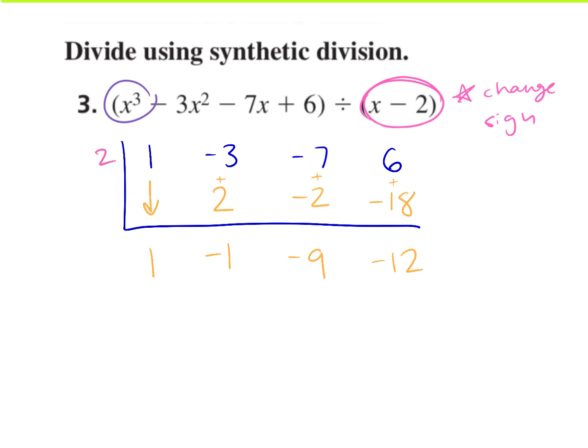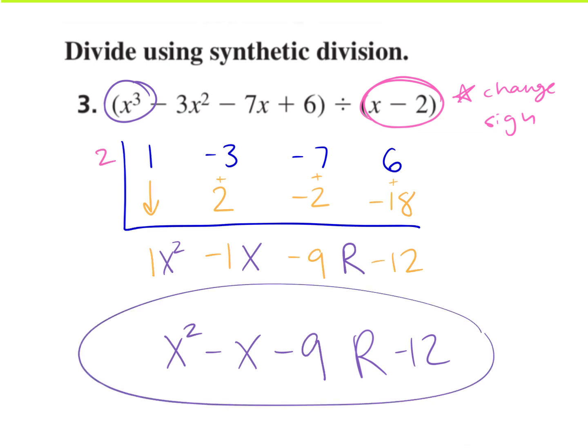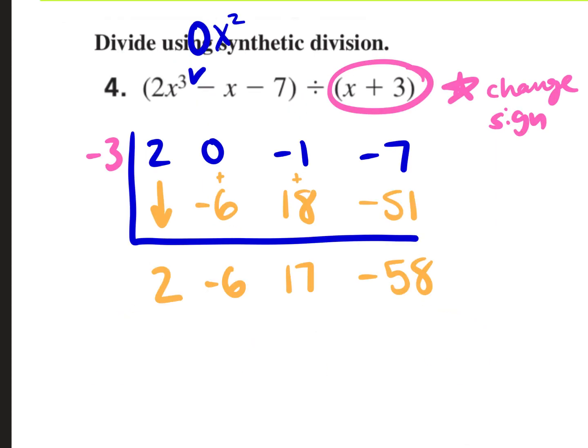So now my question started with x to the third power. So what's my answer going to start with? X to the second power. What would come next? Just x, so negative x, minus 9, and then what's last? Remainder, negative 12. So my answer would be x squared minus x minus 9, remainder, negative 12.